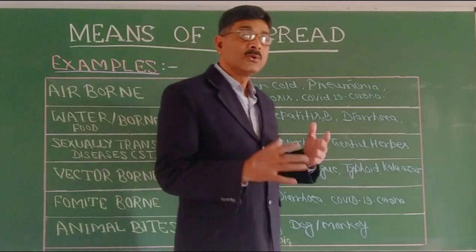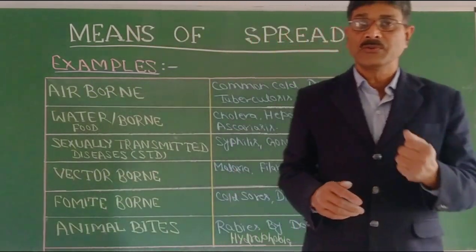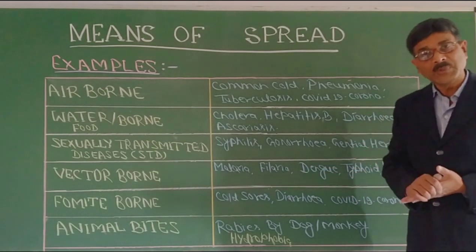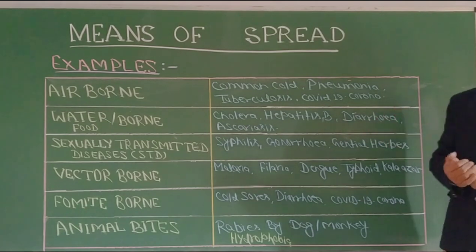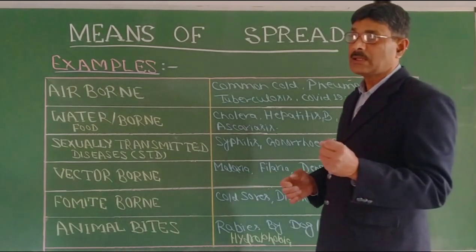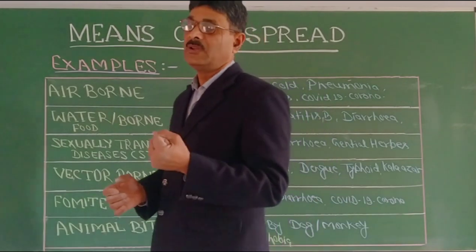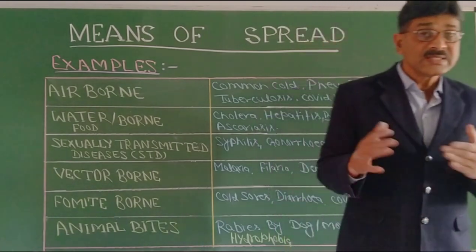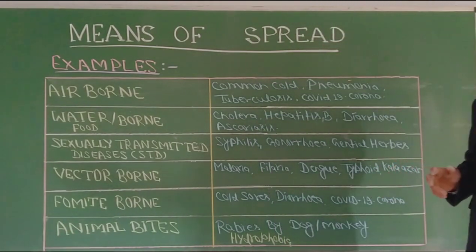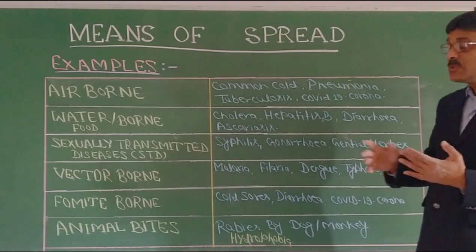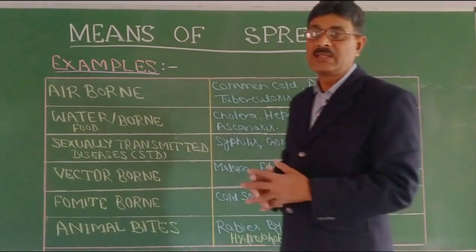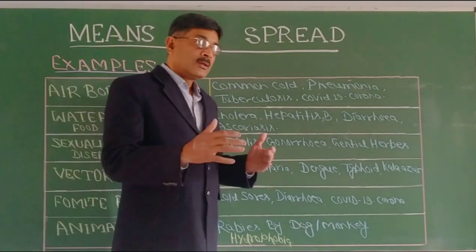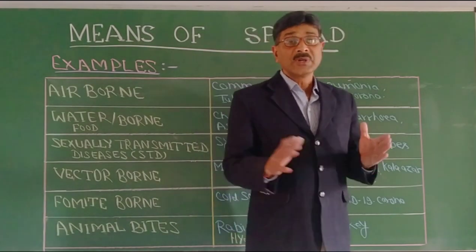So after knowing all the means of spread of disease, how the diseases are being spread, now we can keep ourselves away from all the factors. That means we must take care of our personal hygiene, and as a community we must discharge the responsibility to keep our surrounding clean. There must be provision for availability of fresh drinking water, availability of fresh air, and there must not be garbage dumping nearby the residential area.